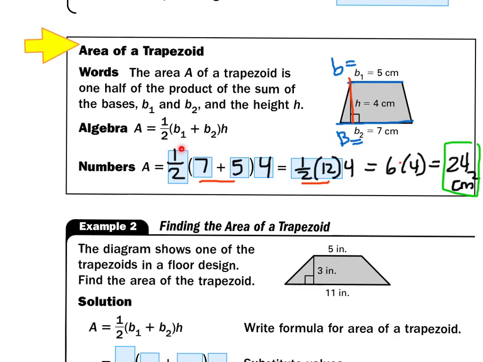The area is 1/2 times, and now add the bases, 7 plus 5, put that in parentheses, times 4. So I did that first, I added first, so it's 1/2 times 12 times 4, and then half of 12 is easy to do, that's 6. So 6 times 4 gave me 24, and don't forget to label it centimeters to the second power.